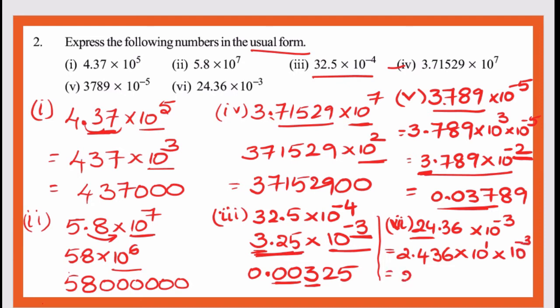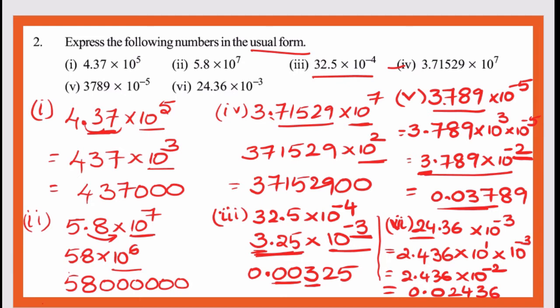Now I can write it as 2.436 into 10 power minus 2. So since we are having 10 power minus 2, 10 power minus 2 means clearly you will have only one 0 after the decimal point. So 0.02436. So this is nothing but the usual form of 24.36 into 10 power minus 3.